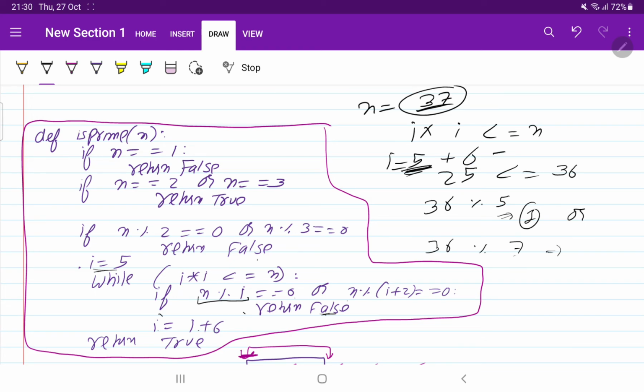Now the value was 5, 5 plus 6 is 11. So 11 square will be 121. Is 121 less than or equal to 37? No, it will come out of this loop and it will return true. It means it has given the solution in one check.